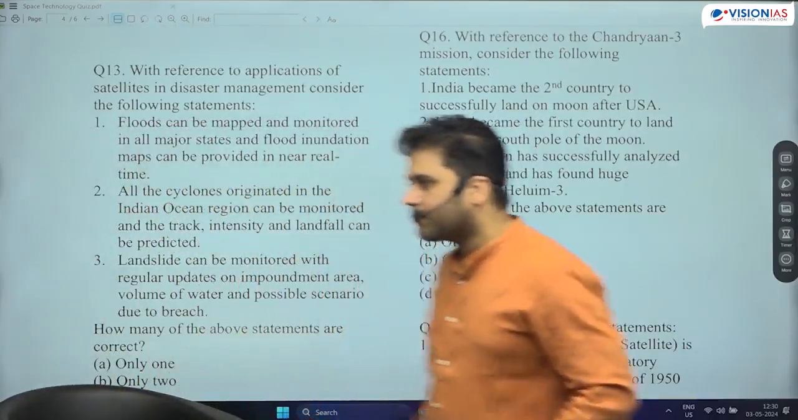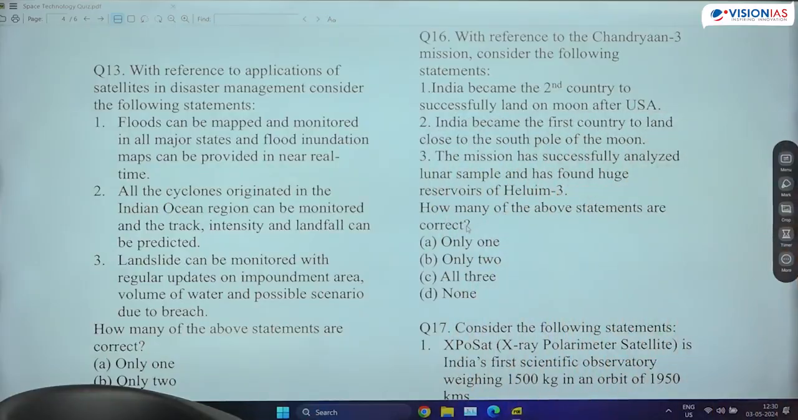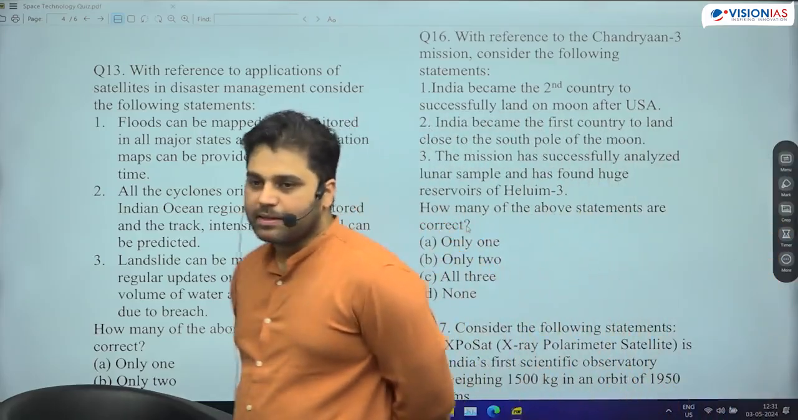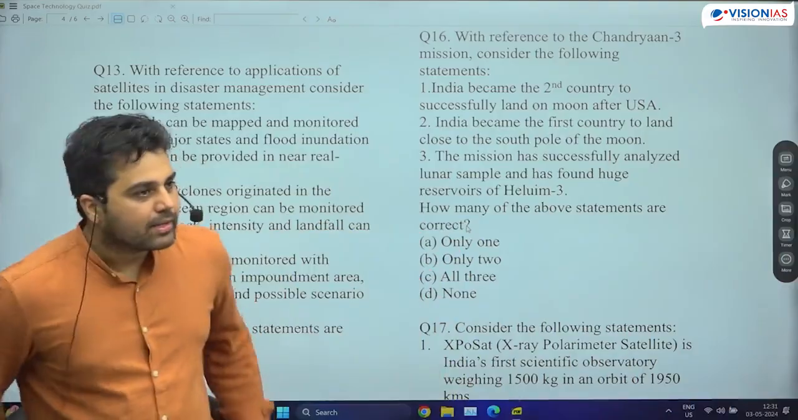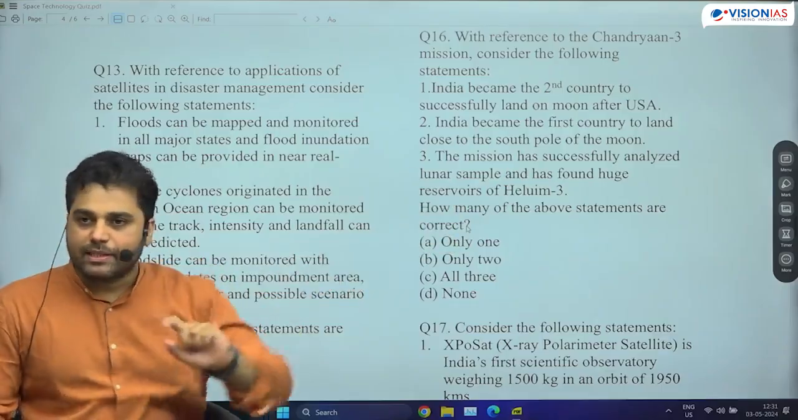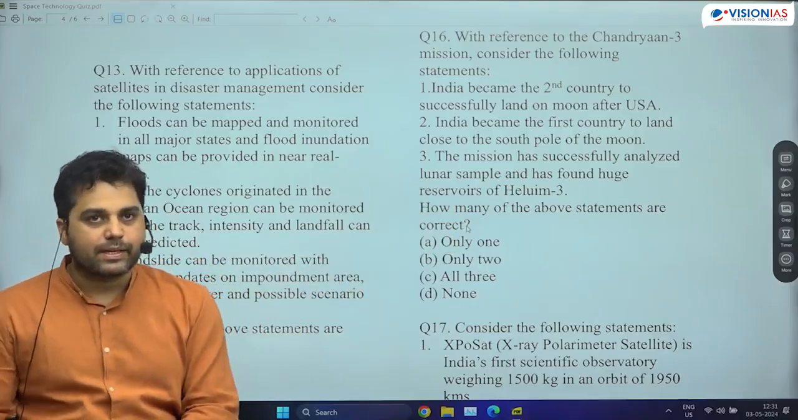16. India became the second country to successfully land? Not at all. India became the first country to land close to the South Pole, yes. The mission has successfully analyzed lunar sample and has found huge reservoirs of helium-3? That's a made up statement. Nothing like this has happened. If it had, it would have been huge news. Helium-3 is actually quite useful, which I am going to discuss in the next class when we study nuclear fusion.